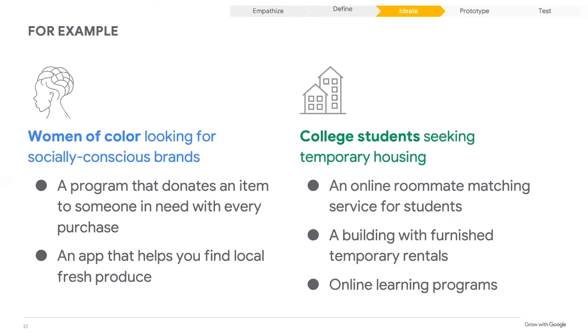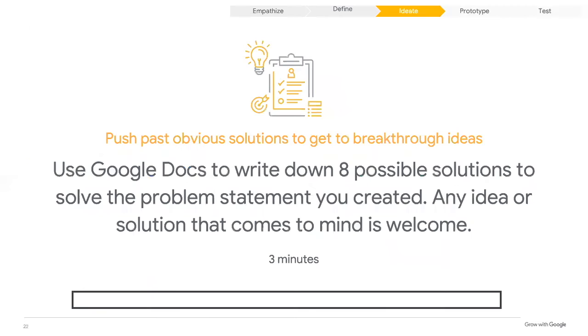Now, the fun part of ideating is that we can really think outside the box. What if these students didn't need temporary housing because you created online learning programs for them to get college credit from their home? You see how the ideating phase can open your mind to new and different ways of solving problems for your target audience?